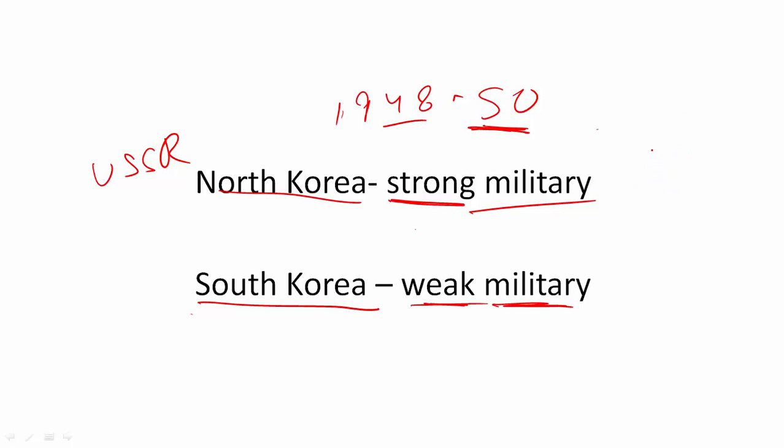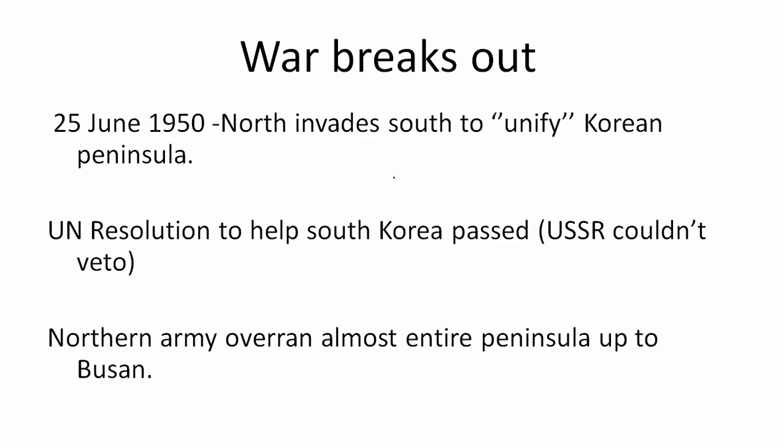These things were going on for 2 years. And by 1950, the very strong Korean army was completely ready to attack South. And they did that on 25th June 1950 when they invaded South Korea to unify the Korean peninsula. As I told you, Kim Il-sung wanted to unify Korea under him, and as soon as it was invaded, the United Nations passed a resolution to help South Korea.